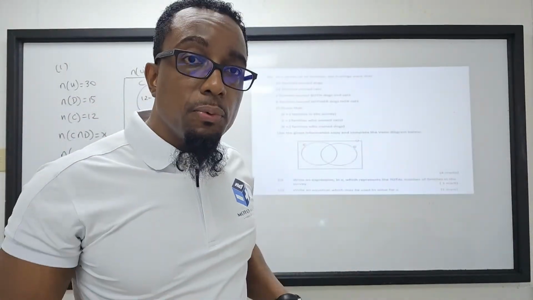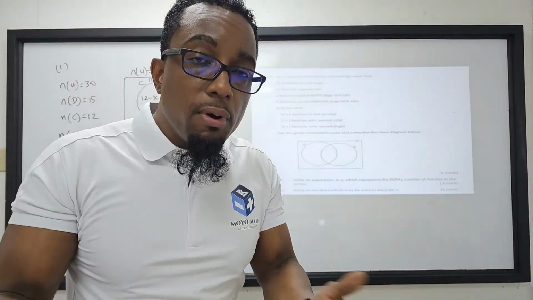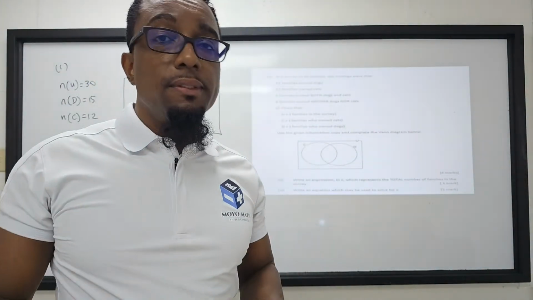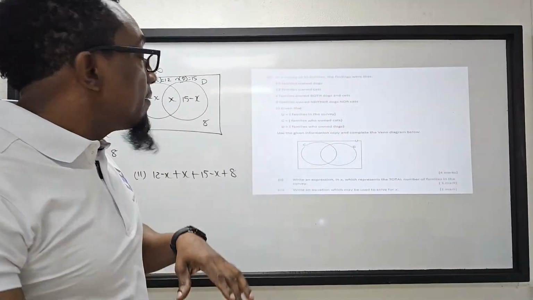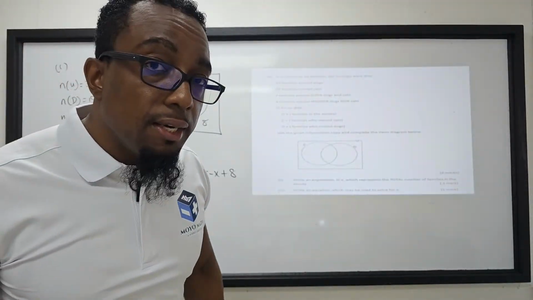So you have some families who own cats only. You have X, the families who own both dogs and cats. You have 15 minus X, so you have some who own dogs only. And you have those families that don't own any. So this here is your expression.